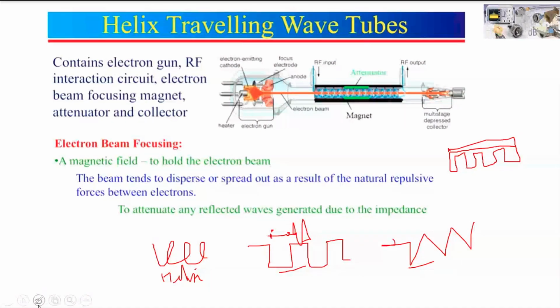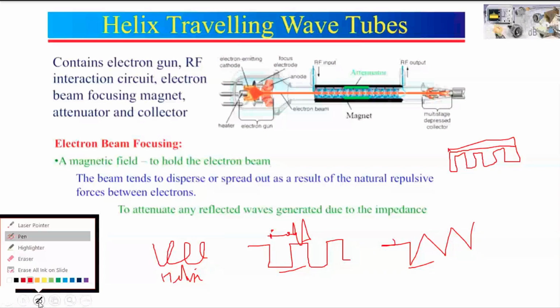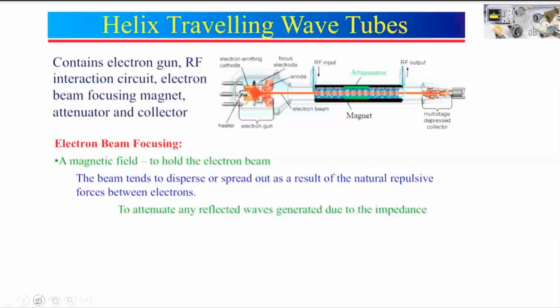So we'll start now with helix traveling wave tube. What is basically a helix traveling wave tube? In general, a helix traveling wave tube contains an electron gun. You can see here, it consists of an electron gun, RF interaction circuit, electron beam focusing magnet and attenuator, and finally a collector.